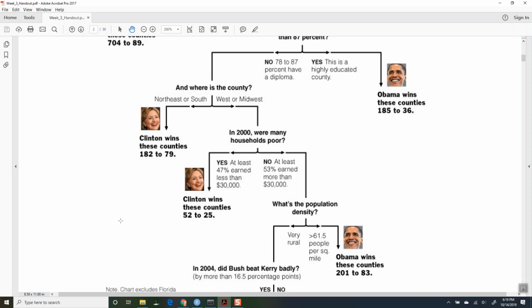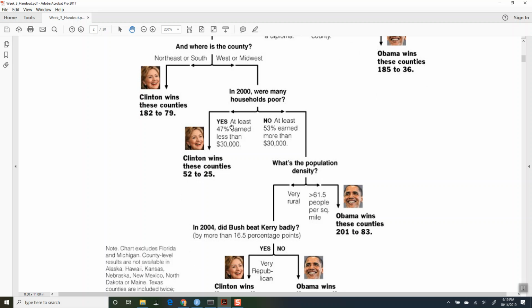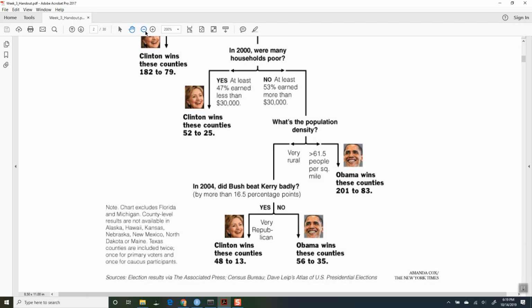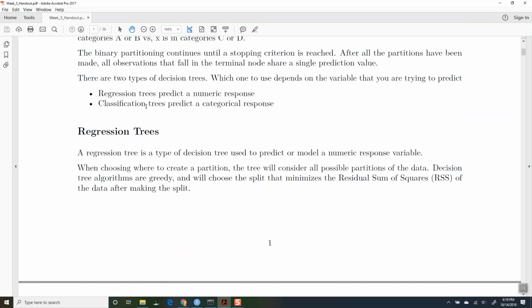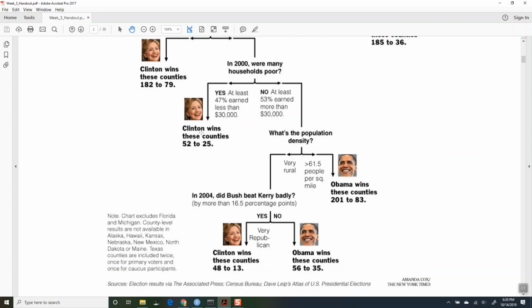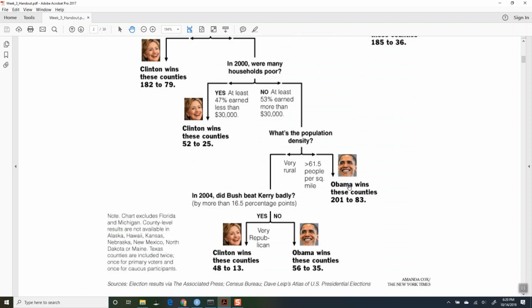And then you can follow this, and it just keeps splitting further and further. Is it in the Northeast or South? Is it the West or Midwest? Is it blah, blah, blah? And finally it splits in this way, okay? That's basically how a decision tree goes, okay? At the end, we call these terminal nodes. You've got a node that will split, and if it ends there, you call that a terminal node. Once you reach a terminal node, it makes the same prediction for everybody there. There's going to be some misclassifications, but that's how it goes, okay?